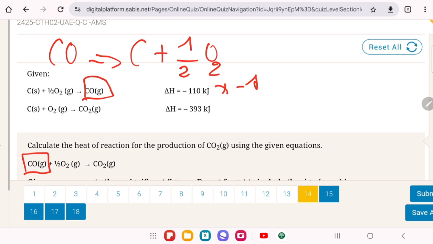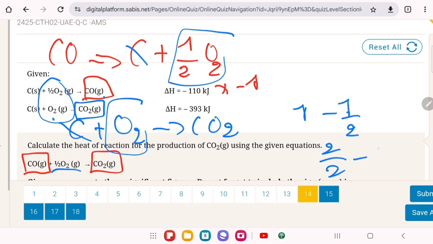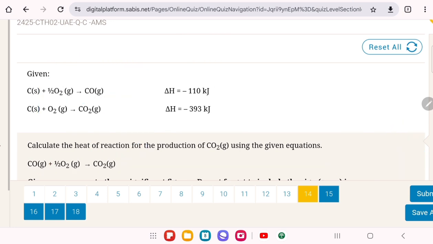Then we have CO2 as a product and its coefficient is 1. Here we have CO2 as a product and its coefficient is 1. We left O2 for last because we have it in 2 places, okay? So now we can do C plus O2 gives us CO2. The C will cancel with the C. The O2, you subtract it from the 1 over 2 O2, so 1 minus 1 over 2, which is 2 over 2 minus 1 over 2, which gives us 1 over 2 O2.